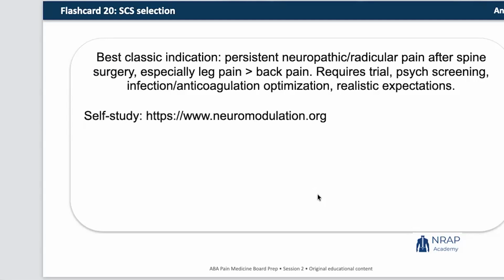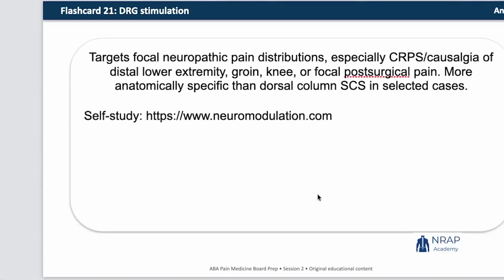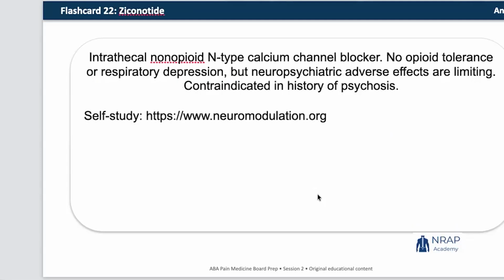DRG, it's a focal neuropathic pain distribution. More of the extremities, groin. You can use it for back pain. It definitely can work for failed back and back pain. It doesn't have to be just one particular nerve or dermatome, but that's the more classic indication, and that's usually where they test.